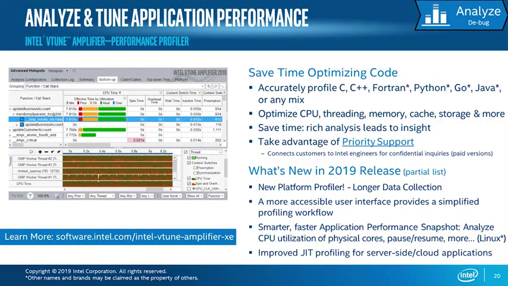For the VTune Amplifier, we're really looking at how we are optimizing the CPU, the threading, the memory, the cache, and the storage to get the best performance that we can out of the CPU and out of the hardware itself by diving into: is the program parallelized correctly? Are the different threads operating efficiently? Is one thread taking up more resources than another? It's able to visualize what's happening inside of the code so that developers can go in and fix it. This is invaluable for those developers and coders and for your users that want to get the best performance out of their systems.